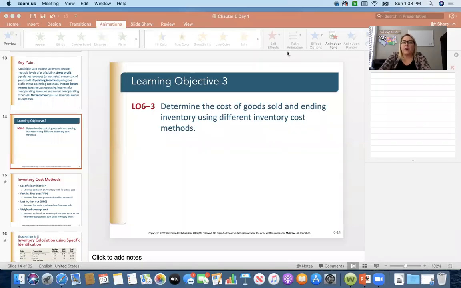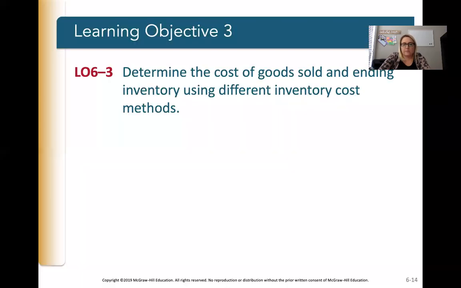Today, we'll be going over Learning Objective 3 from Chapter 6. Learning Objective 3: Determine the cost of goods sold and ending inventory using different inventory cost methods. In this video, we will only discuss the first of the 4 different methods.